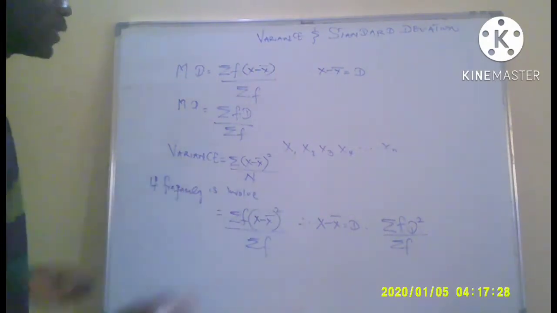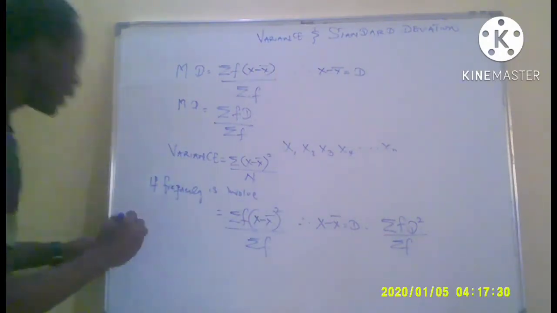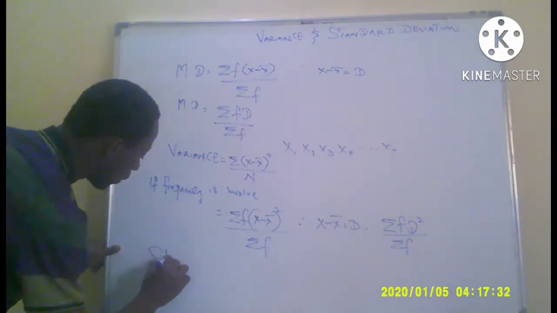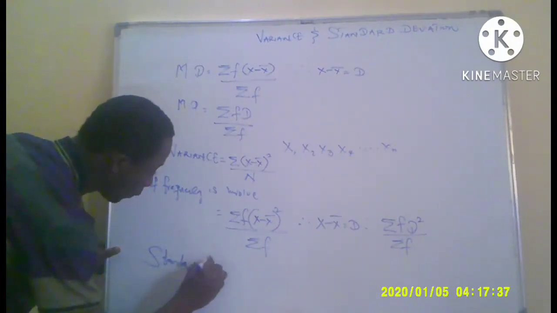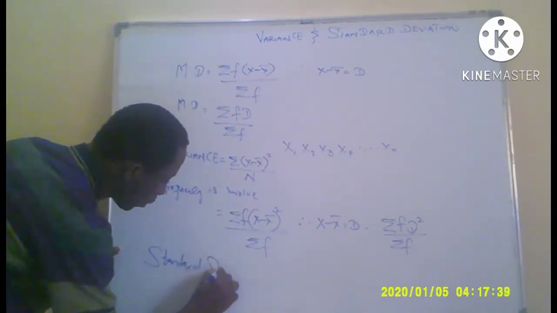variance. Now, what is standard deviation on the other hand? Standard deviation can be referred to as the square root of the variance. Standard deviation is the square root of the variance.